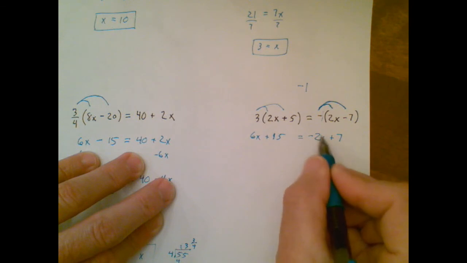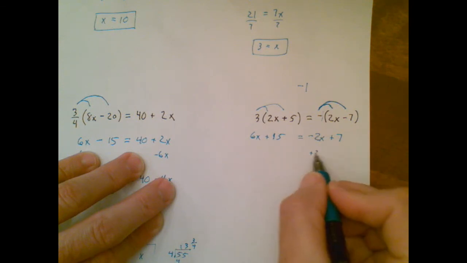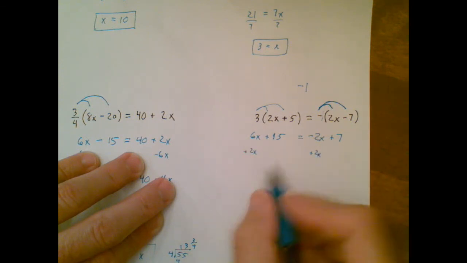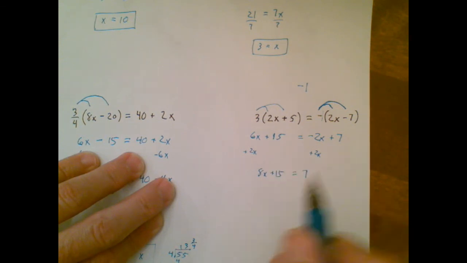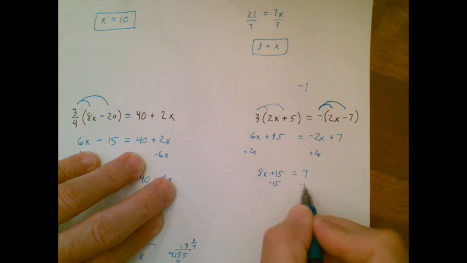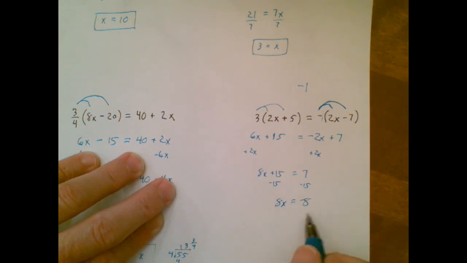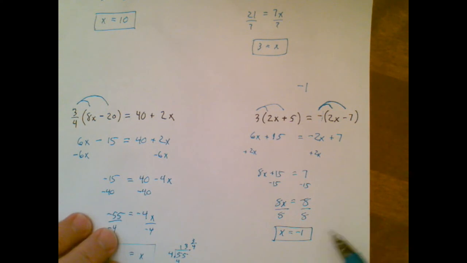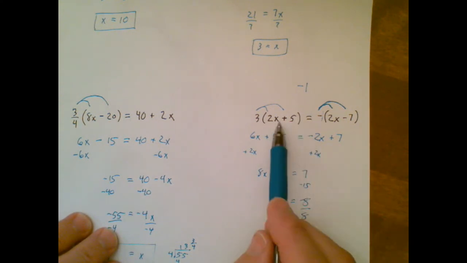I'm now going to make this -2x travel over there. I'll add 2x. Recopy everything like I have OCD. Move the 15 over to the other side via subtraction. And now, if I want to get x by itself, the 8's attached. I divide that side by 8, that side by 8. X equals -1.